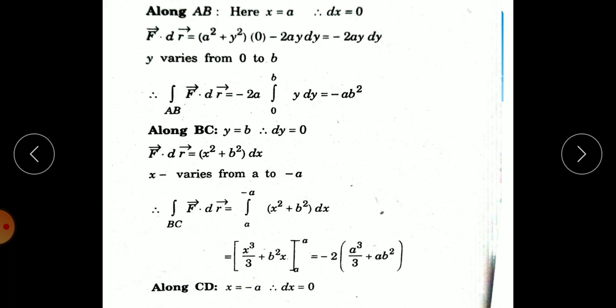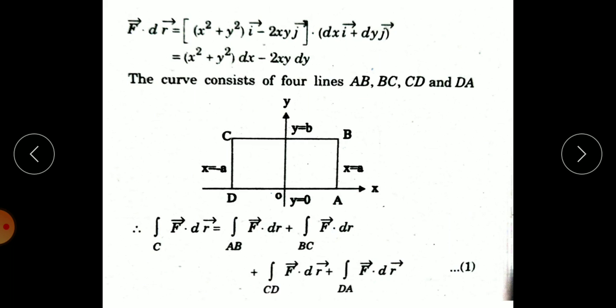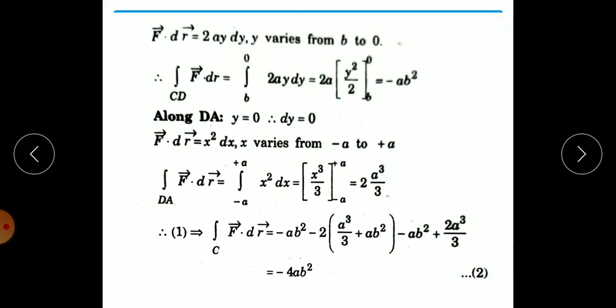Likewise along CD, x is equal to minus a, so dx equals 0. So 2a dy. From this also we are getting minus ab squared. The values will differ: y varies from b to 0.